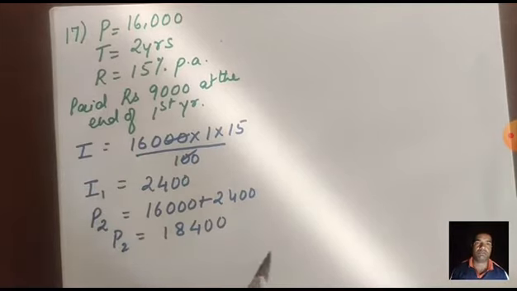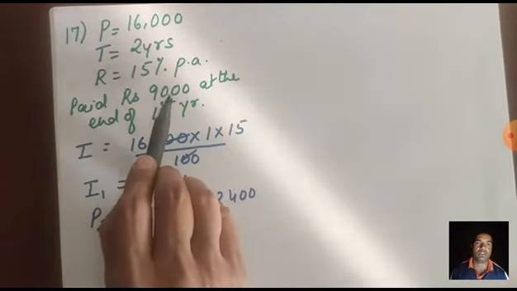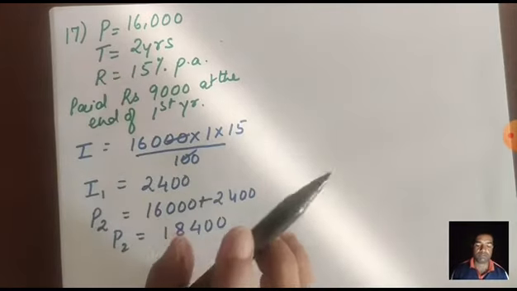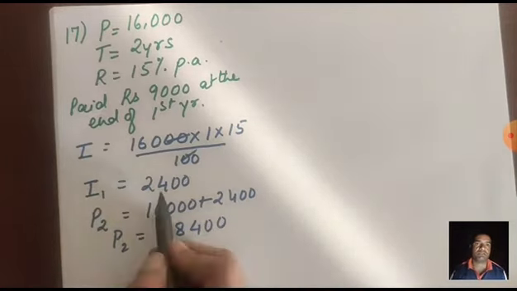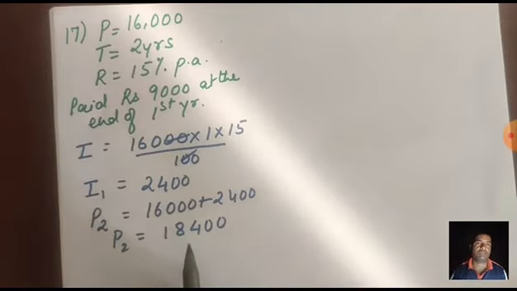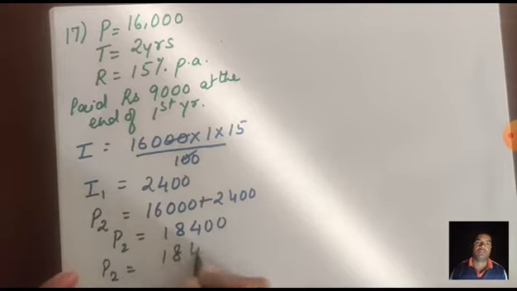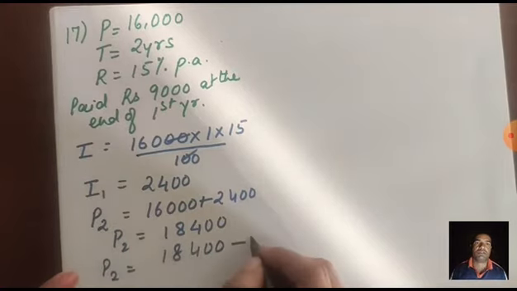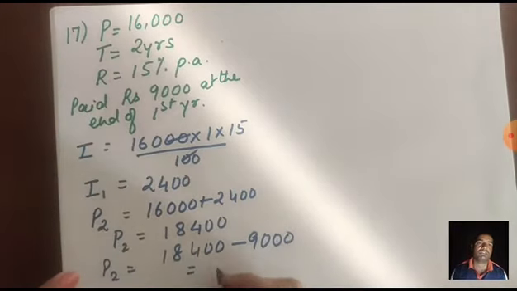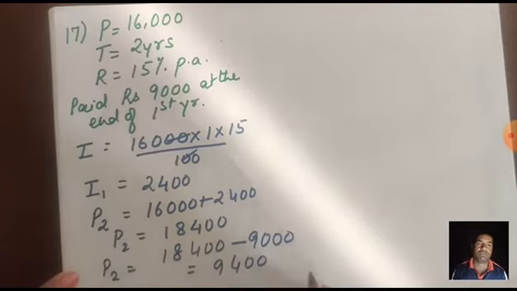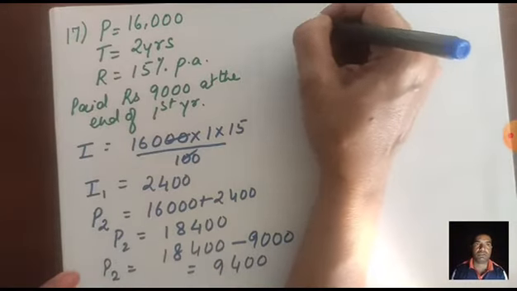Total principal for the second year will be the 18,400. Okay, from that 18,400 he pays some amount. He pays how much? We have already written here, he pays 9,000. So how much is the principal for the second year? Which will be the 9,400.